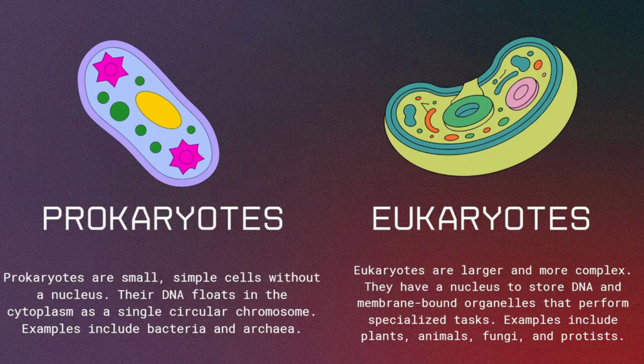Prokaryotes versus eukaryotes. Prokaryotes are small and simple, with no nucleus, and DNA that is free-floating and circular. Some examples are bacteria and archaea. Eukaryotes are larger and complex. They have a nucleus and membrane-bound organelles, and they are plants, animals, fungi, and protists.